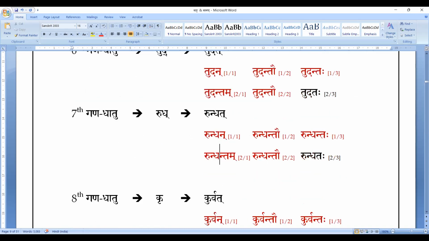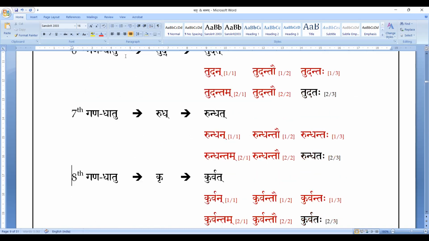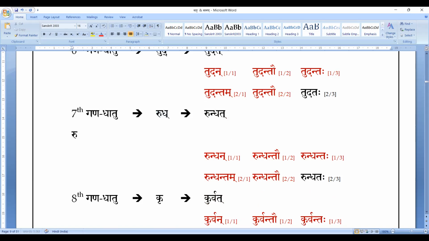Then seventh gana, this is interesting. I'll not say much about this, we'll see that later. Rud Dhatu, where the gana vikarna comes in between. It's like an agama. You know what agama is. So Rud Dhatu plus, suppose, tip. Then for seventh gana, the vikarna is shnam.